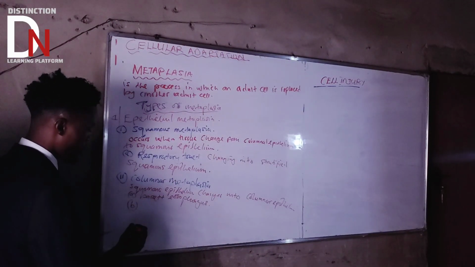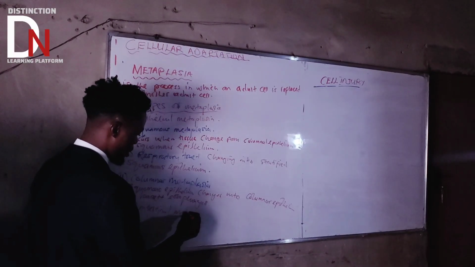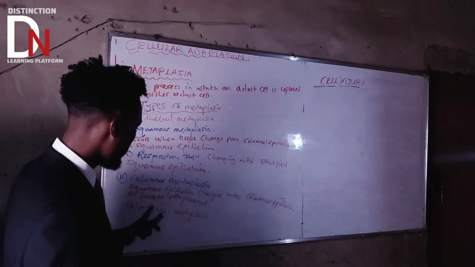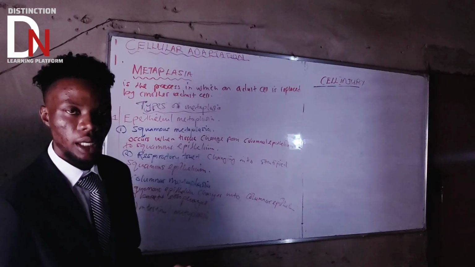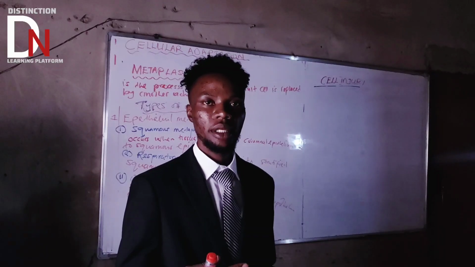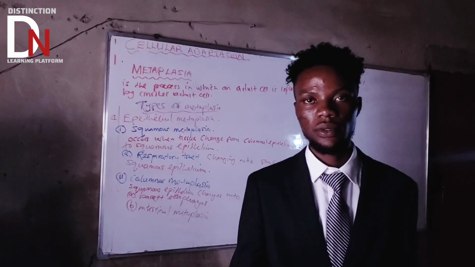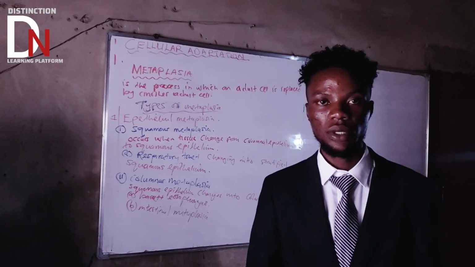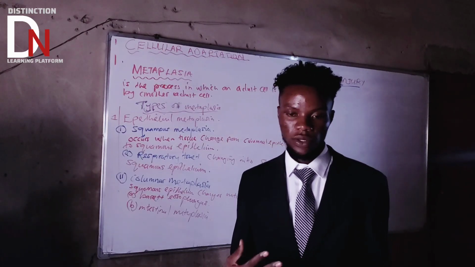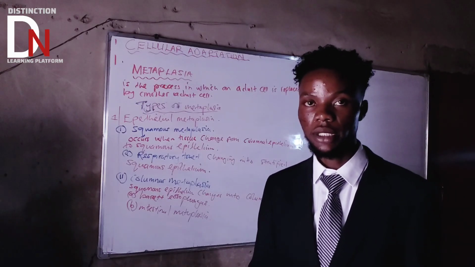Then B. There is also what we call intestinal metaplasia. Intestinal metaplasia is also under columnar metaplasia, whereby in the stomach the normal epithelial lining is replaced by columnar cells resembling the intestine. That is the metaplasia that can occur in the stomach, where the normal lining of the stomach is replaced by the normal lining epithelium of the intestine.